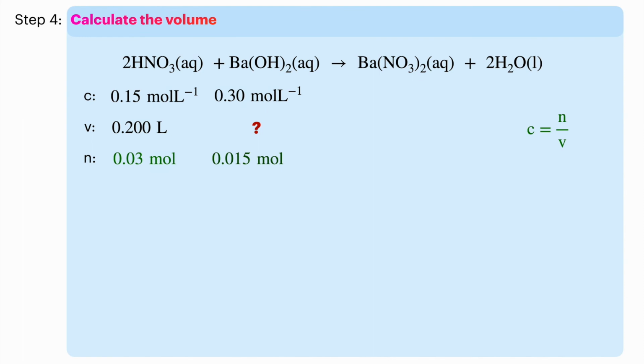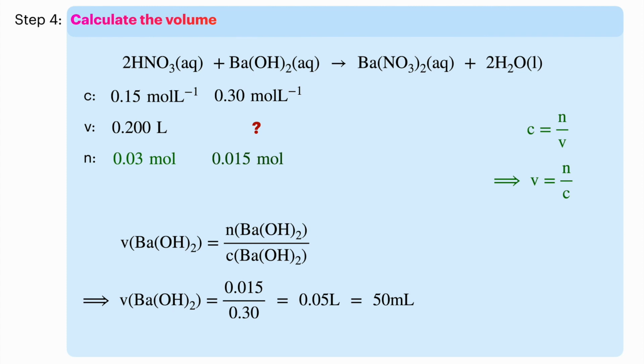For barium hydroxide, we now have the number of moles and concentration, and we need to calculate the volume. We can calculate easily just by rearranging the same formula to make the subject v this time. The formula for v turns out to be equal to n over c. Now we can simply plug in all the numbers and calculate the volume.